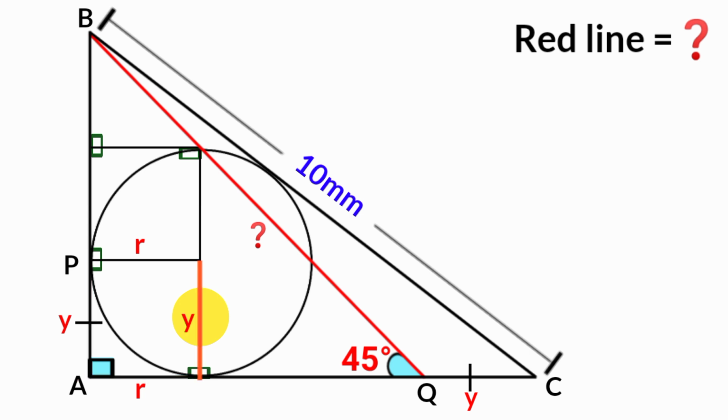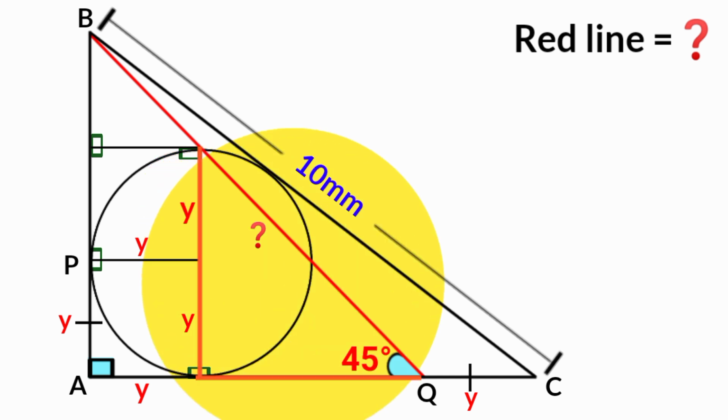But this side is a straight line from the circumference here to the center. Therefore, it is a radius. So R equal to Y. We replace this R with Y, and this also with Y. Now since this is a radius, we know this part is also a radius, which is Y.